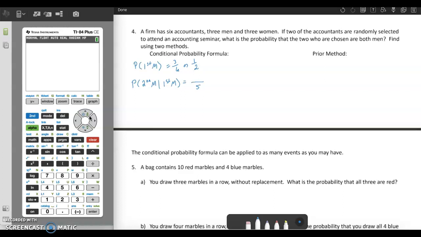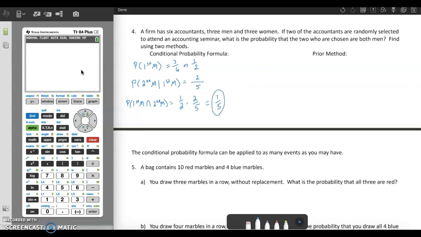One of the men has been chosen, so one of those 3 men is out of the pool to be chosen, leaving only 2 left to choose from. So the probability that the second person chosen is a man, given that the first person was already a man, is 2/5. Then to find the probability that the first chosen was a man and the second chosen was a man is to multiply these two together. So we'll take 1/2 times 2/5 using our formula. So it looks like it's 1/5.